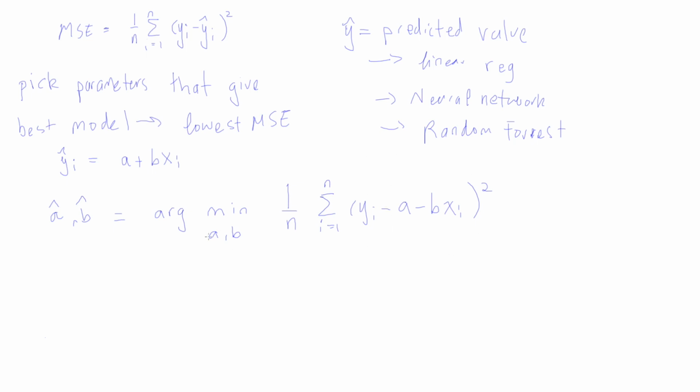Okay, so we want to pick A and B to give us the minimum of this, and the particular A and B, the arguments that do that minimization, are called A hat, B hat. I just want to show you this notation because even if you're not really interested in the math, if you're interested in machine learning, you'll see this notation everywhere. And as I said, in this case we're doing linear regression, but this could be anything. As you can see here, I just substituted y hat i for the simple linear regression case.